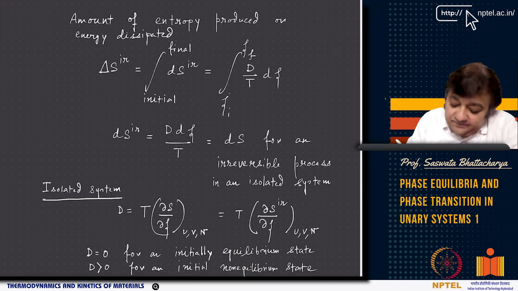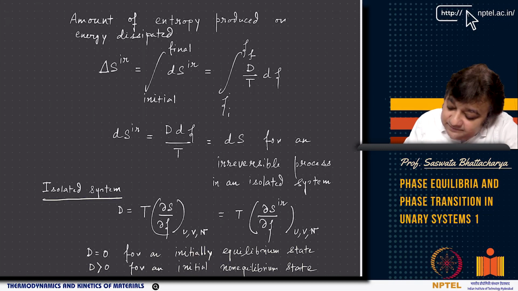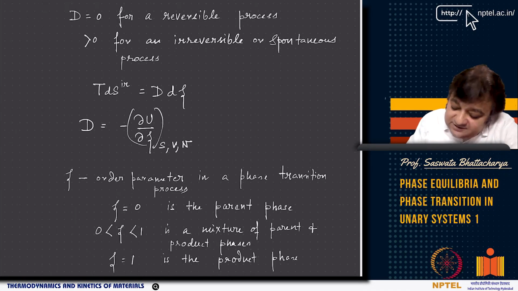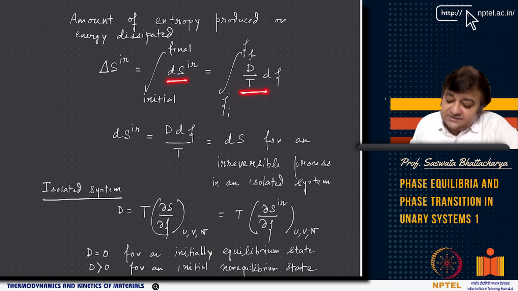Right? So now if we know this dS_IR and minus TdS_IR, dS_IR is nothing but D by T dζ, right? According to this definition, dS_IR is nothing but D by T dζ. So according to this definition, it follows that dS_IR equals D by T dζ.